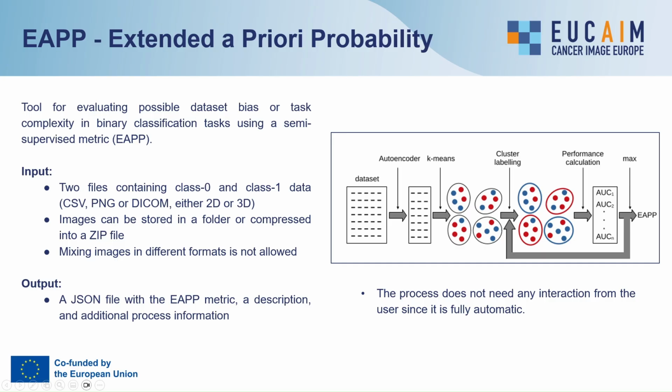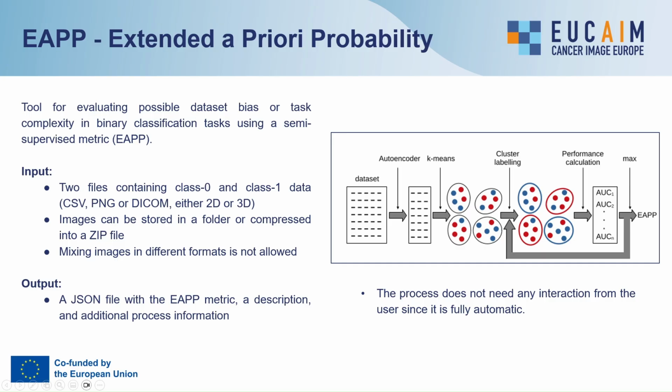On the right side of the slide, the workflow shows how the tool processes the input data through dimensionality reduction, clustering, and iterative labeling to calculate the EAPP metric. Finally, the tool generates a JSON file with the EAPP metric value, a description, and additional process information.